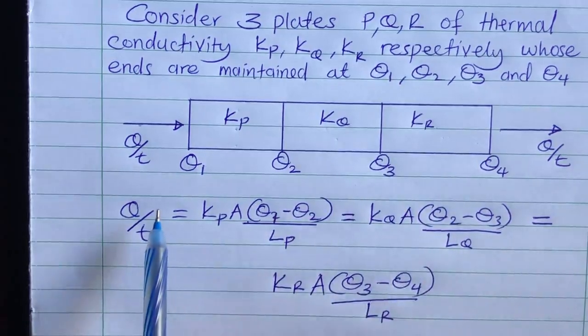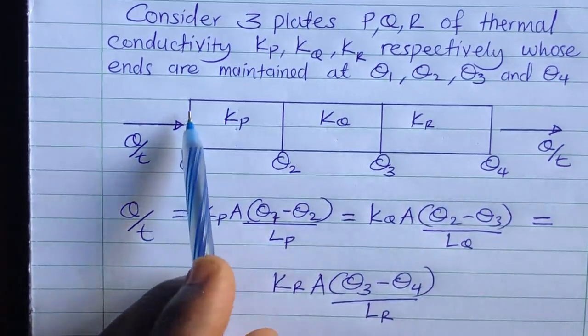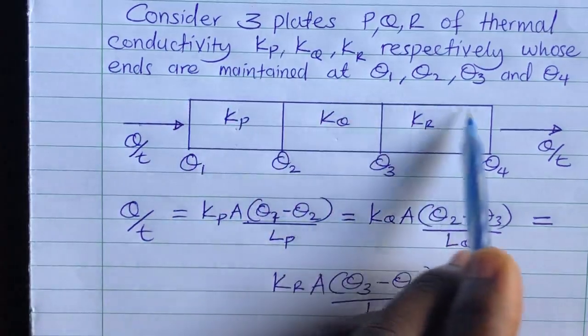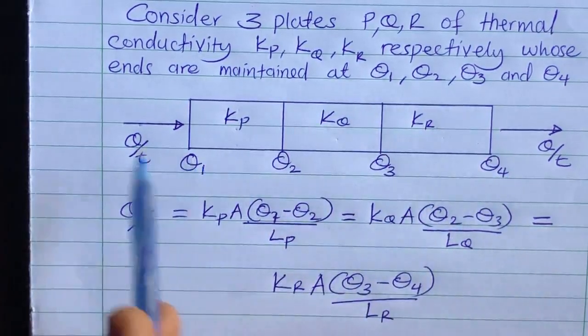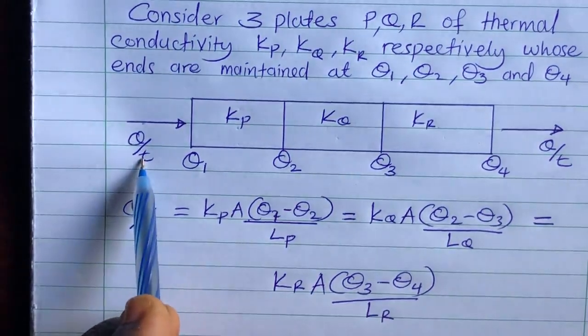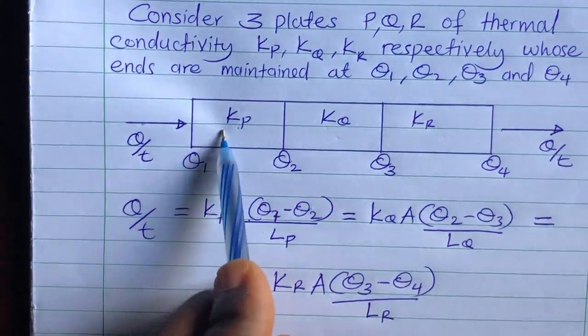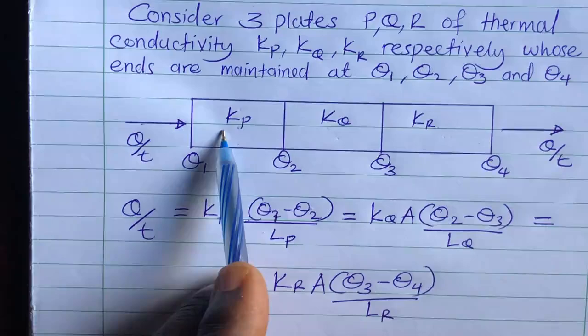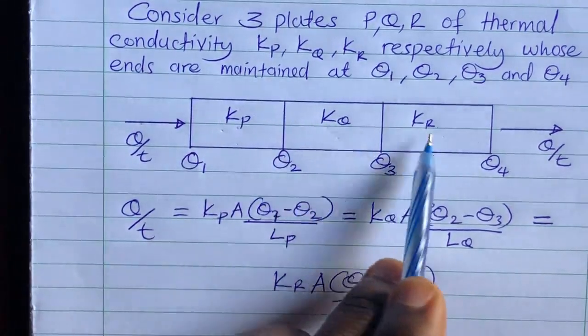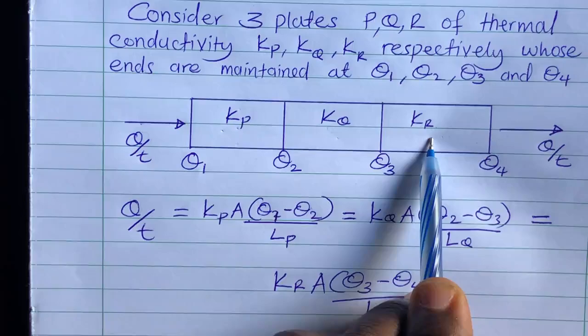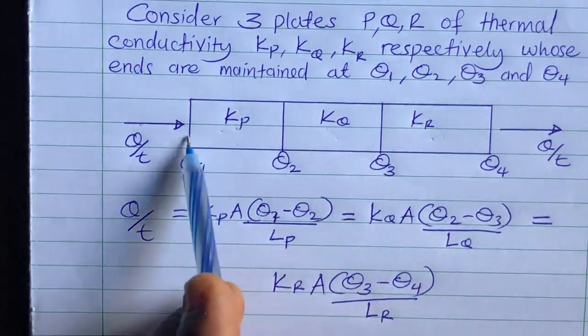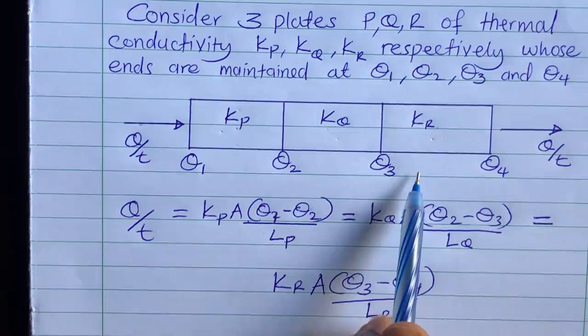And therefore, we assume that there is no heat that is lost to the surrounding, meaning that the rate of heat flow, or the rate at which heat entered the first plate, will be the same rate in the two other plates. And that means that the rate of heat flow will be maintained constant.